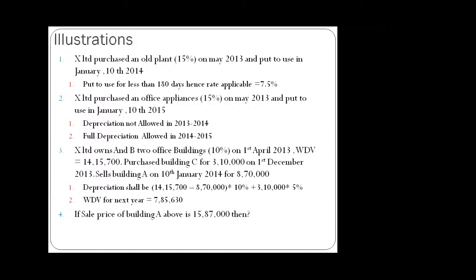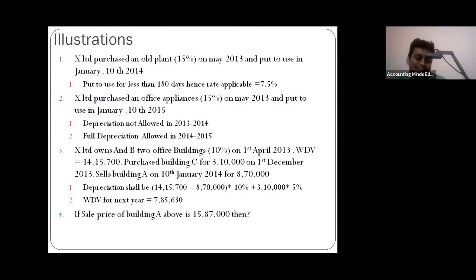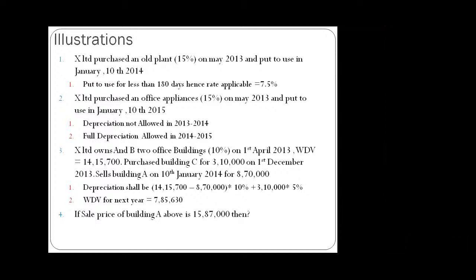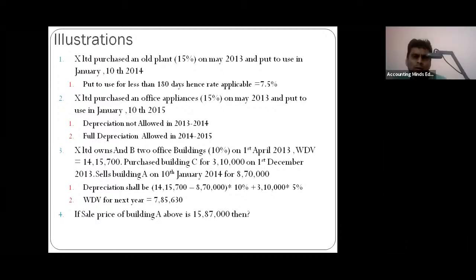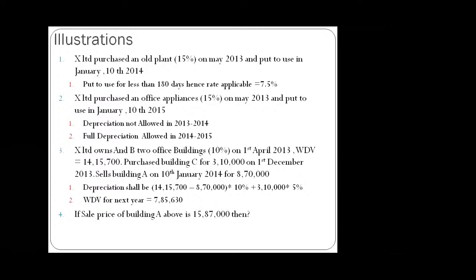So both the buildings' amount is 14,15,700. How can we say that the sale price of the building is 15,87,000? Why not? Maybe someone liked the building. Maybe it is in a good location. Maybe a metro has newly come there. Then how will we bifurcate? We don't have details of how much is A and B in 14,15,700.